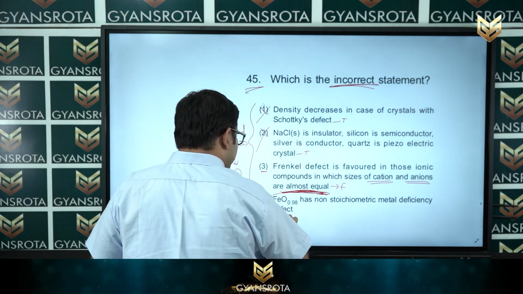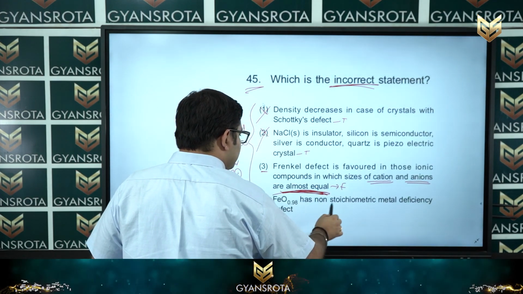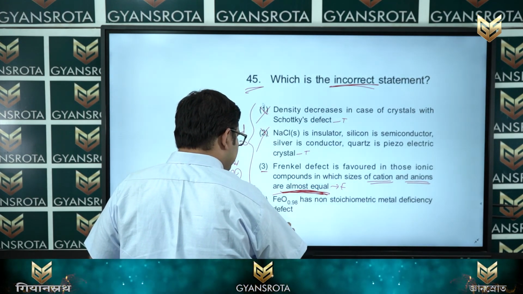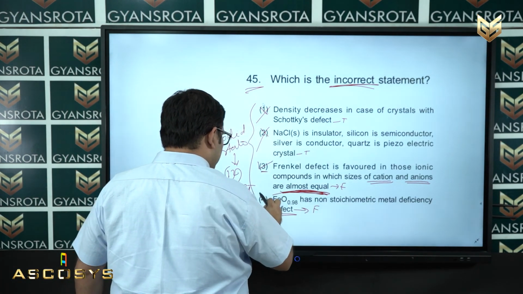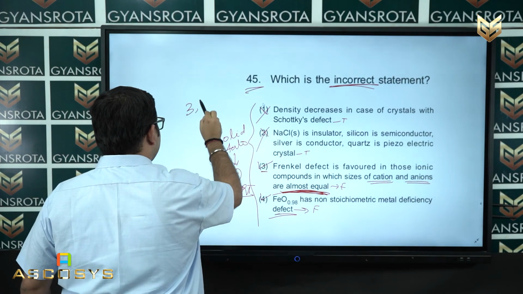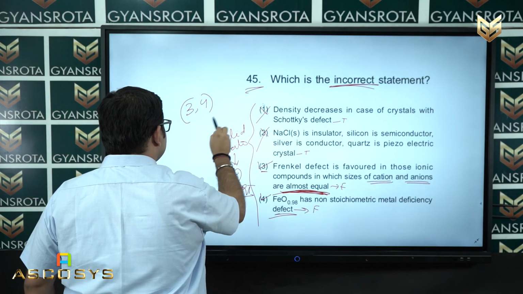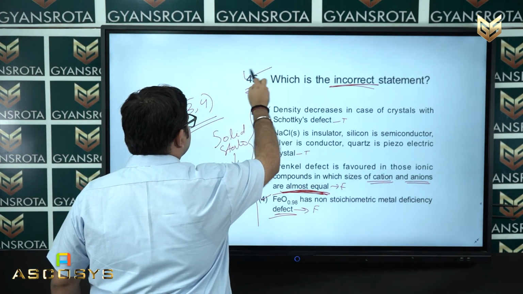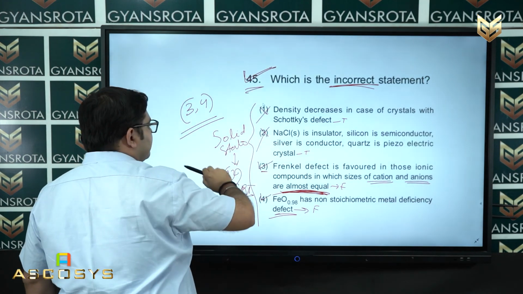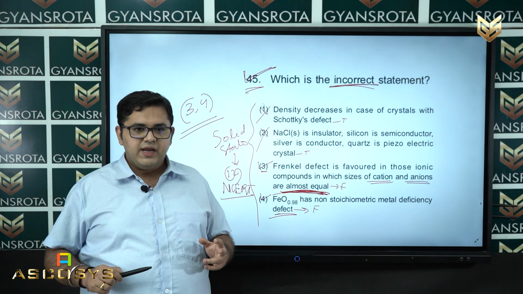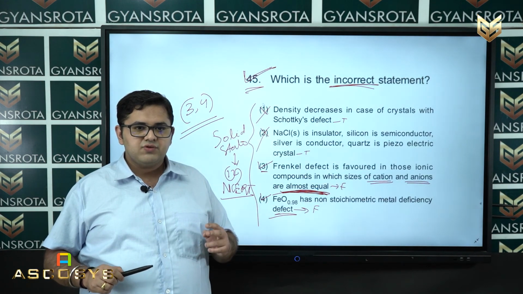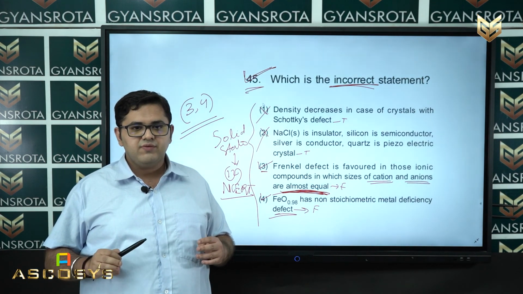And if you see FeO0.9 has a non-stoichiometric metal deficiency, this is also a wrong statement. So option number 3 and option number 4 are the correct answer of your question number 45. This is the last question, question number 45, and we get 2 options, that is option number 3 and option number 4.